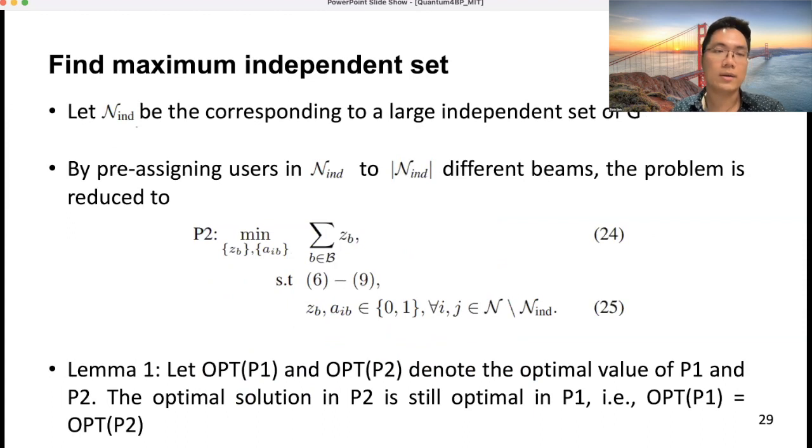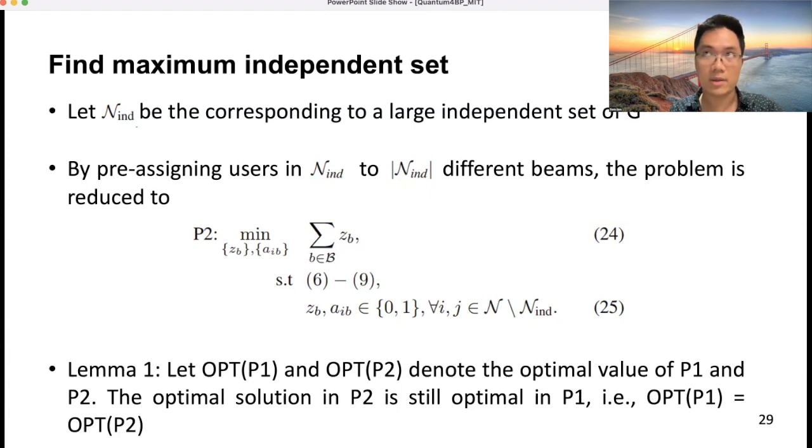After solving the maximum independent set, I denote that set as N_int. And then I reassign users in N_int into the N_int different beams. And the problem will be reduced to P2. Then I have a lemma. In this lemma, I claim that the optimal value in P1 is also the optimal value in P2.